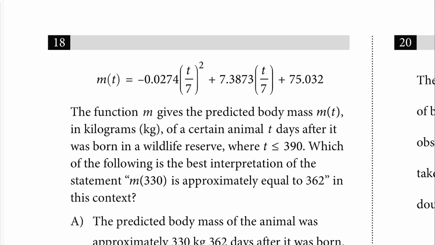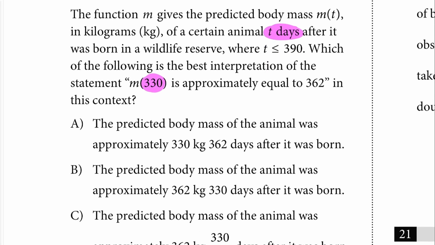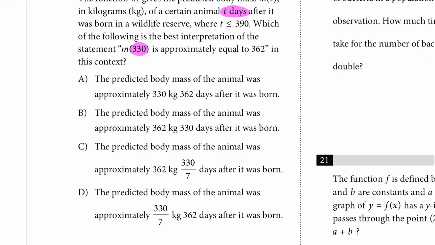The function m gives the predicted body mass m of t in kilograms of a certain animal t days after it was born in a wildlife reserve, where t is less than or equal to 390. Which of the following is the best interpretation of the statement m of 330 is approximately equal to 362 in this context? Since we have m of 330, what that is saying is that t is 330. Now it already says that t is relating to days, so let's see if we can pick out which option is going to be. This is the only option that has 330 days in it. It's definitely not going to be 330 over 7.